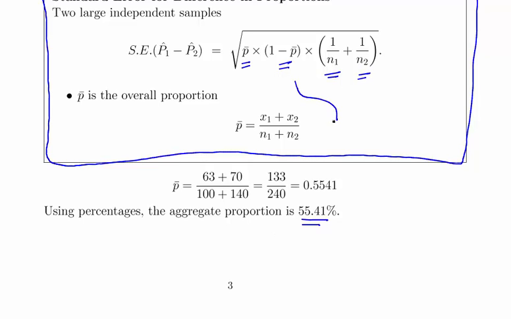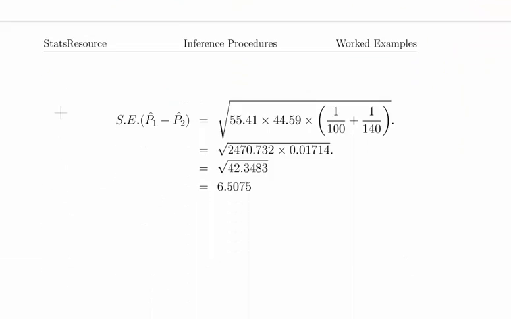Just as a quick remark, if I'm using percentages, I have to slightly adjust that to 100 minus p bar, in terms of percent. It's essentially the complement of the overall proportion. So that is 55.41 times 44.59 times 1 over 100 plus 1 over 140.